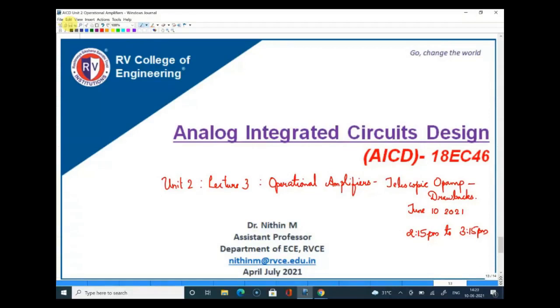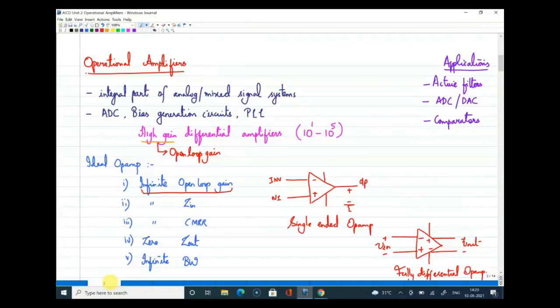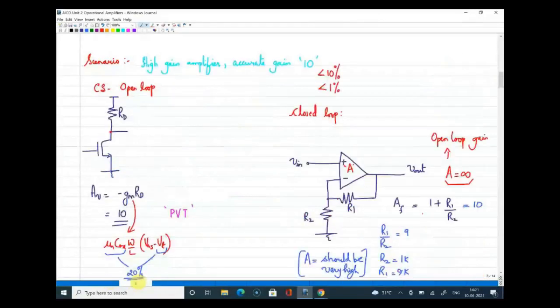Just to quickly review what we have done in the other two lectures of this unit, we have looked at op-amp. We defined what an op-amp is. We have looked at the ideal characteristics, and specifically we saw what a single-ended and a fully differential op-amp is. Then we looked at a scenario where there is a need for a high gain amplifier with an accurate gain, and two possible options to implement that gain.